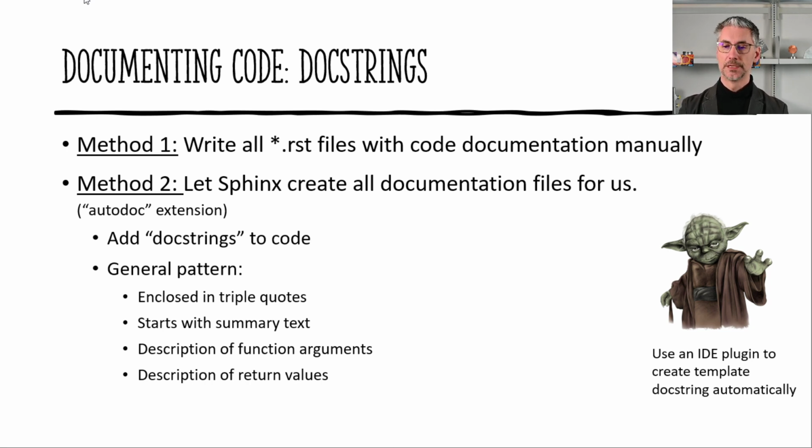What we need to do is to add so-called docstrings to our code. And the general pattern is the following. They are enclosed in triple quotes. They start with a summary text. They give a description of the function arguments, for example, and then a description of the return values. As a general piece of advice, when you use an integrated development environment, for example, like Visual Studio Code or others, use a suitable plugin to help generate these templates so that you can just fill in the necessary bits and pieces.